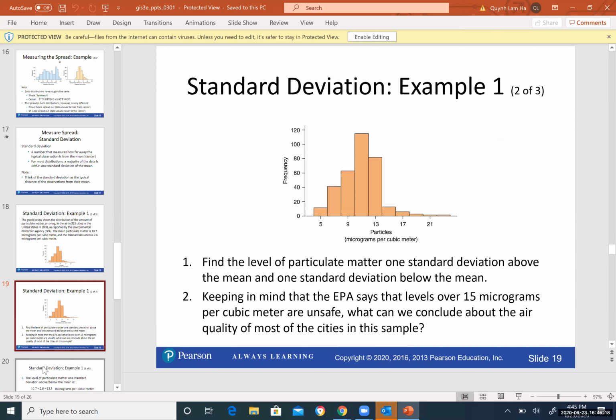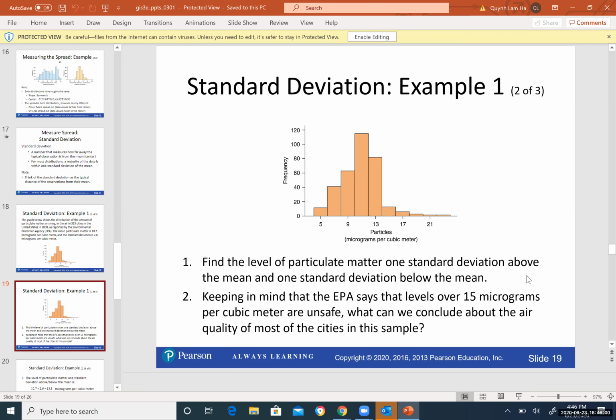So let's analyze this. Let's answer the following question. The first question: let's find the level of the particulate matter one standard deviation above the mean and one standard deviation below the mean. What does it mean, one standard deviation? There are also 2 standard deviations and 3 standard deviations. This relates to what we call the empirical rule. In the future, maybe next section, you will learn this, but here let's simply talk about one standard deviation only.